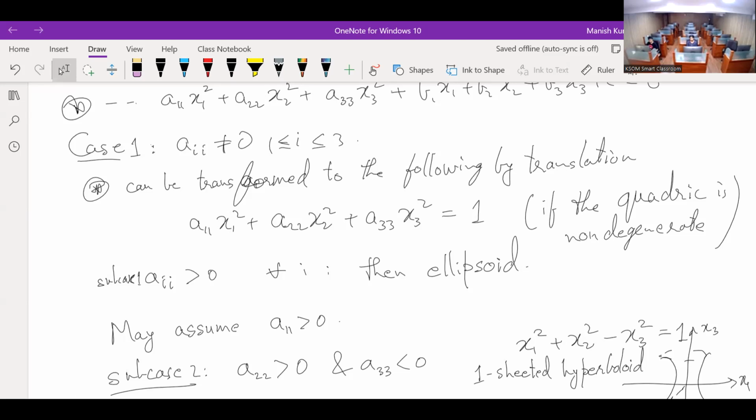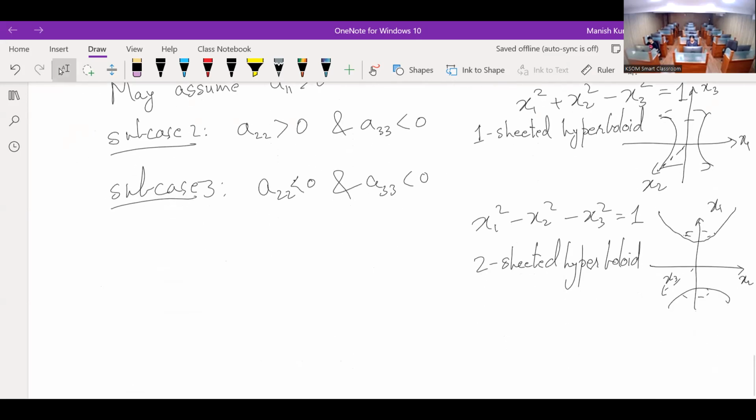Now let's assume one of them is 0. So we know that one of the Aii's must be non-zero, because we are talking about a degree 2 equation. So this diagonal matrix can't be the zero matrix. So now case 2.